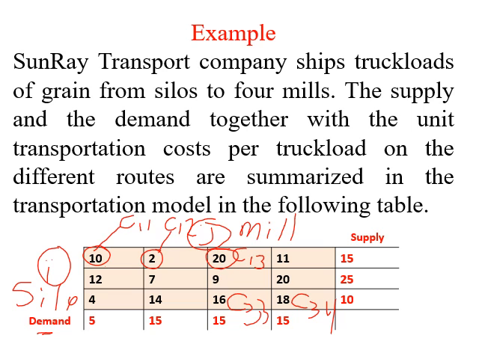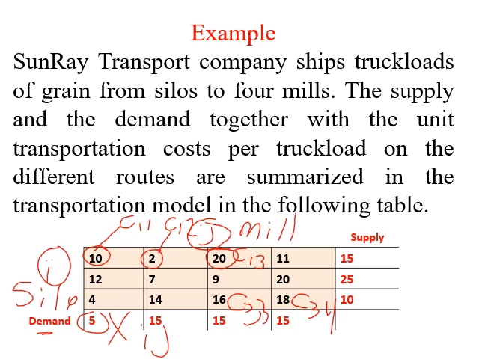Again, the values inside the table are the costs, and the values for the demand and supply are mentioned as Xij, which is the quantity that should be shipped. The quantity should be shipped. So we have here the values.